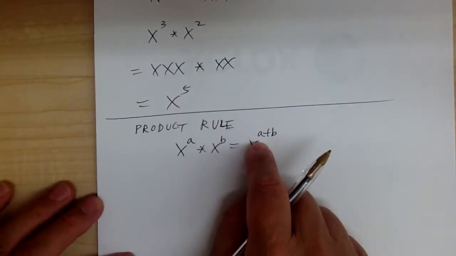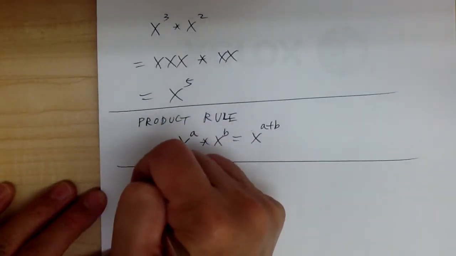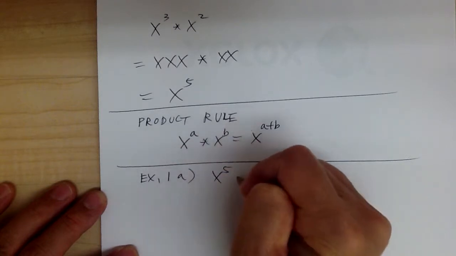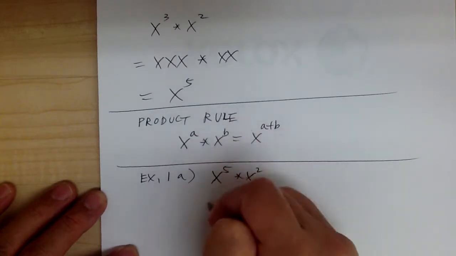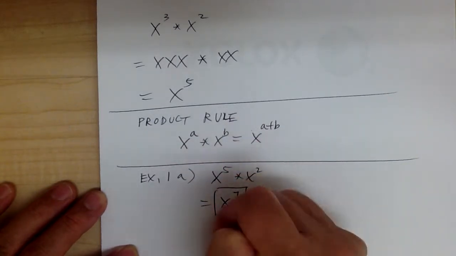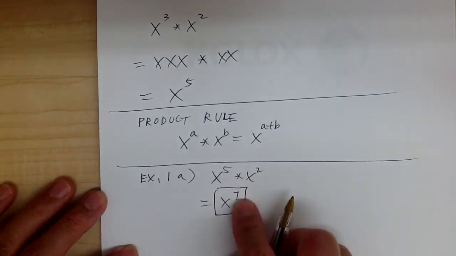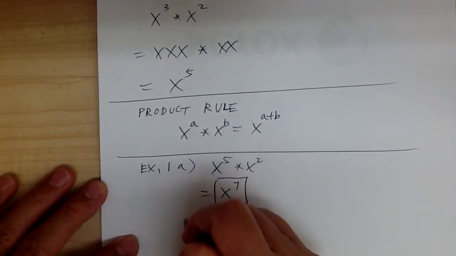So let's go to example 1. Example 1a, you have x to the 5 times x to the 2. So this will equal x to the 7. Right? If you write it out, there are 5 of these and there are 2 of these. So you're going to get 7 of them. So that's why it's x to the 7 power.